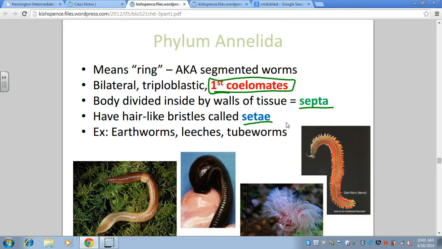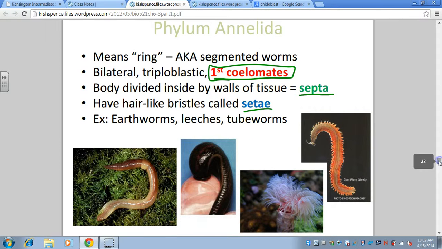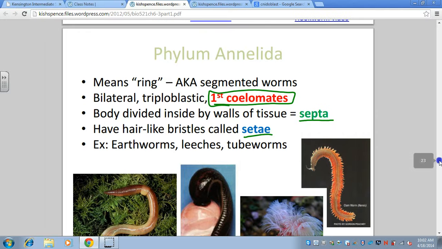These ones are able to move using their hair-like bristles, so they stretch themselves. They dig their hair-like bristles in, and then they pull themselves along. They're called setae. We're going to look at them in a little more detail when we do the dissection. They include the earthworm, which we're going to dissect, the leeches, which are external parasites, tube worms, and clamworms. These ones are fairly common down at the beach.